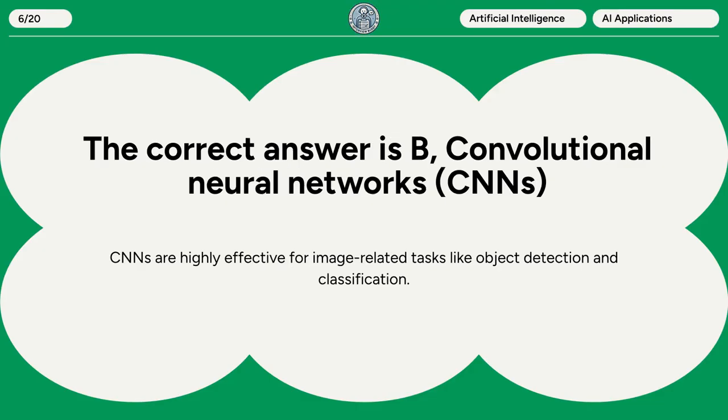The correct answer is B. Convolutional neural networks. CNNs are highly effective for image-related tasks like object detection and classification.